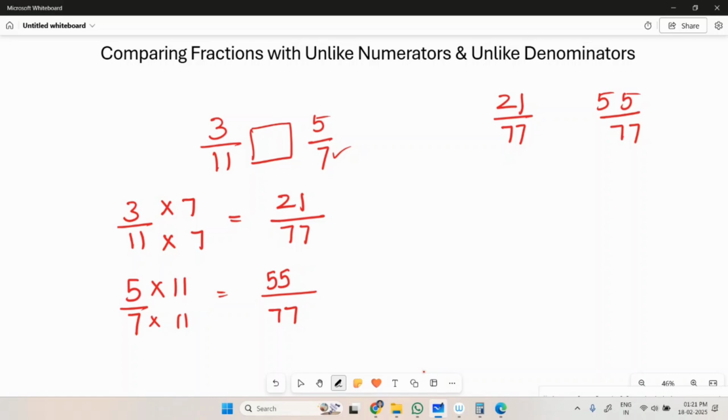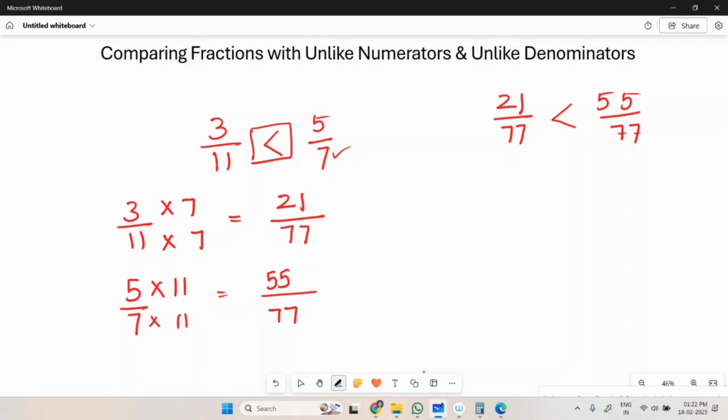We have successfully converted both the fractions to the same denominator. Let's compare now. Which fraction is bigger? We know that when the denominators are the same, the bigger numerator is the greater fraction. So here the bigger numerator is 55. So 55 upon 77 is bigger than 21 upon 77. So obviously here 5 upon 7 is bigger than 3 upon 11. This is how we convert the unlike fractions into like fractions, and then we compare.